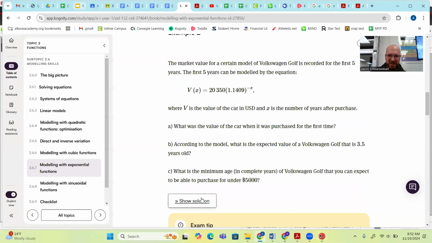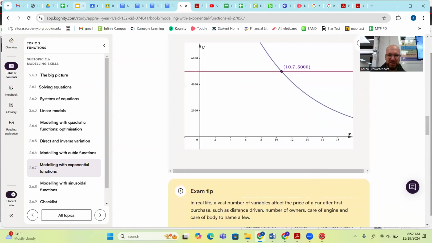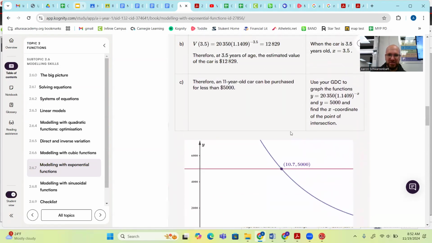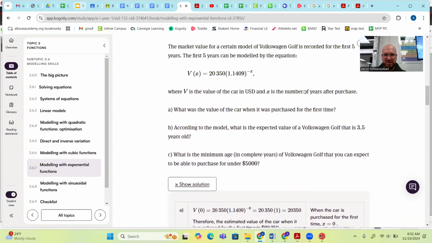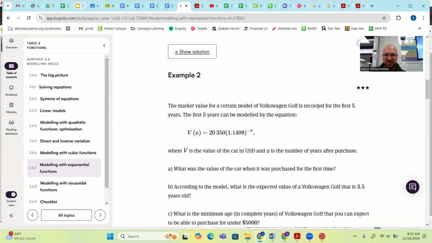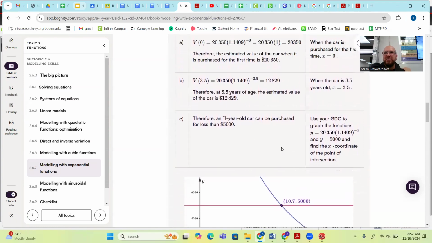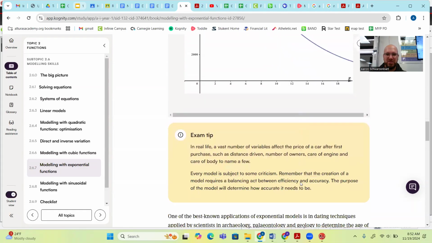If this model continues, that'd be 11 years. It does say in complete years, so we're looking for 11 years. But up here it says recorded for the first five. Oh, so they recorded it and made the model after 5 years. So I guess this could be considered valid. Maybe, maybe not. You're extrapolating, but it's probably within the realm of reasonable.